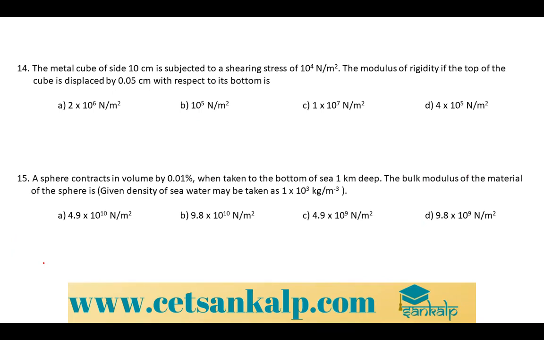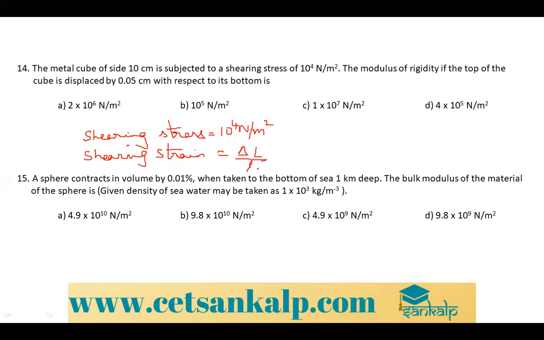The metal cube of side 10 centimeter is subjected to a shearing stress of 10 to the power 4 Newton per meter square. The modulus of rigidity is, if the top of the cube is displaced by 0.05 centimeter with respect to its bottom. Okay, so they've given shearing stress. It is 10 to the power 4 Newton per meter square. Next, shearing strain. Delta L by L.